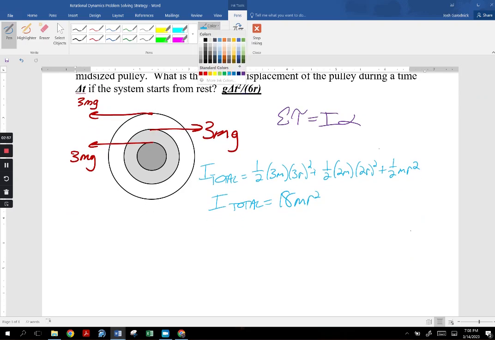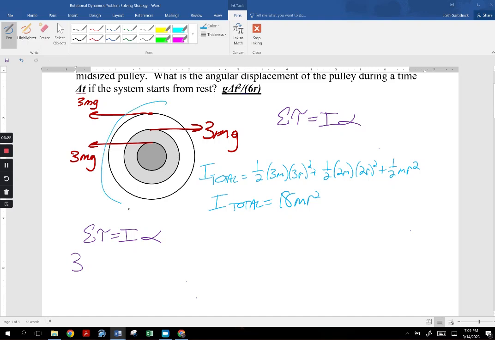Here we go. I'm going to start with the sum of the torques equals I alpha, meaning I'll add up all the torques that cause this mass to rotate. We've got 3mg technically in the positive direction, but as we've spoken about in class, whichever way it's rotating is positive. Technically, counterclockwise is positive and clockwise is negative. But remember, it's okay to say whichever way it's moving is the positive direction.